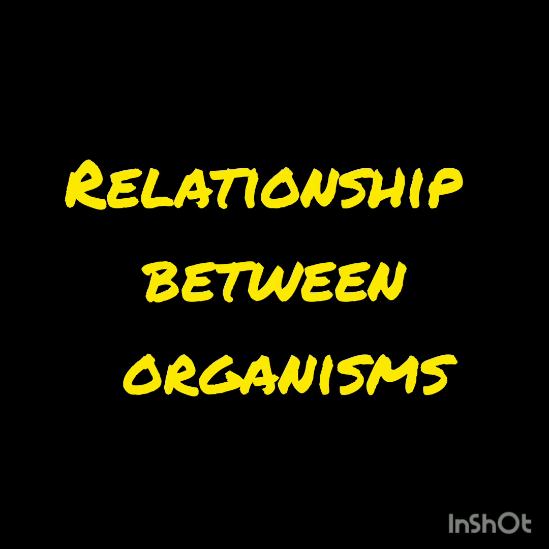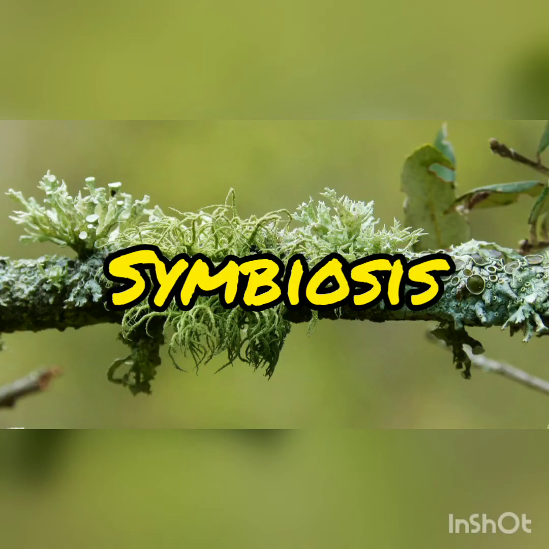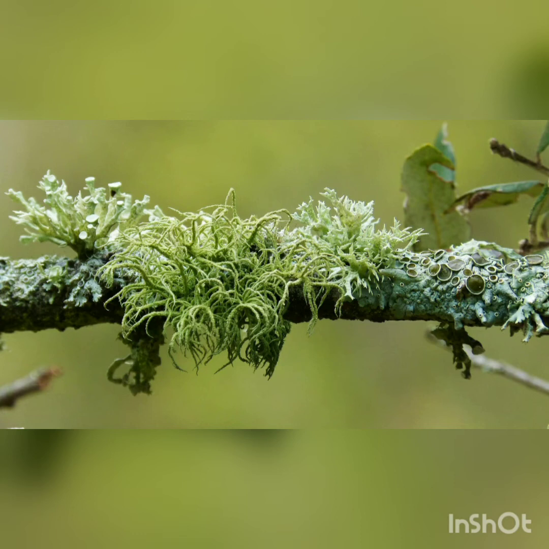Based on the relationship between organisms in an ecosystem, there are three important terms. The first term is symbiosis. Symbiosis means living together. It is a mutual understanding between two organisms. Both the organisms live together and benefit from each other.